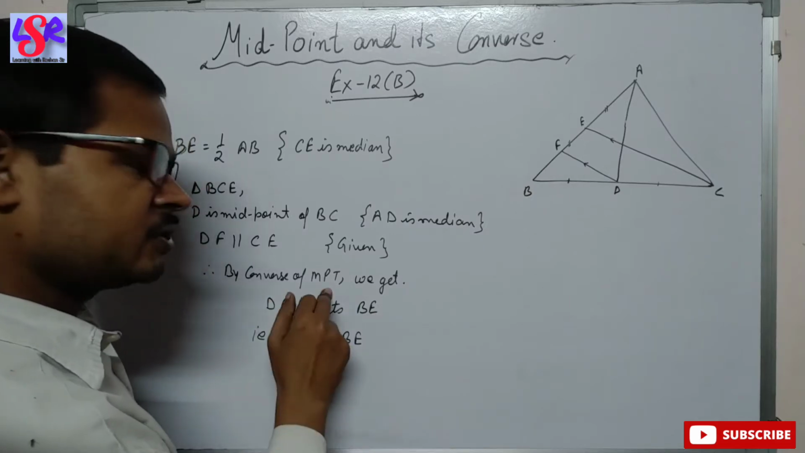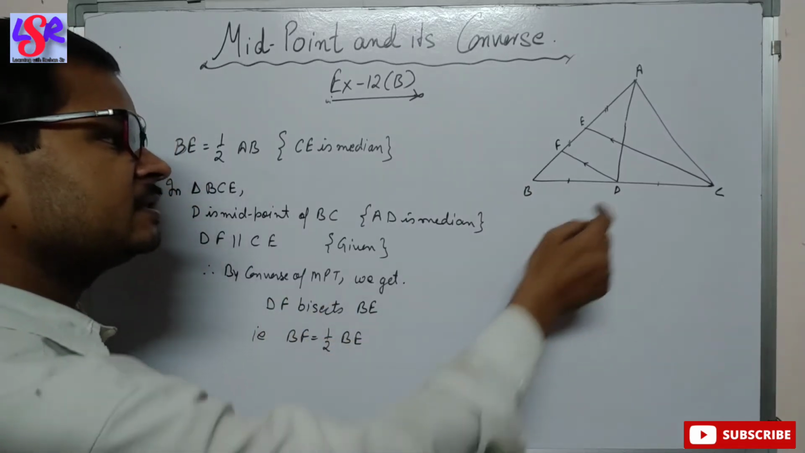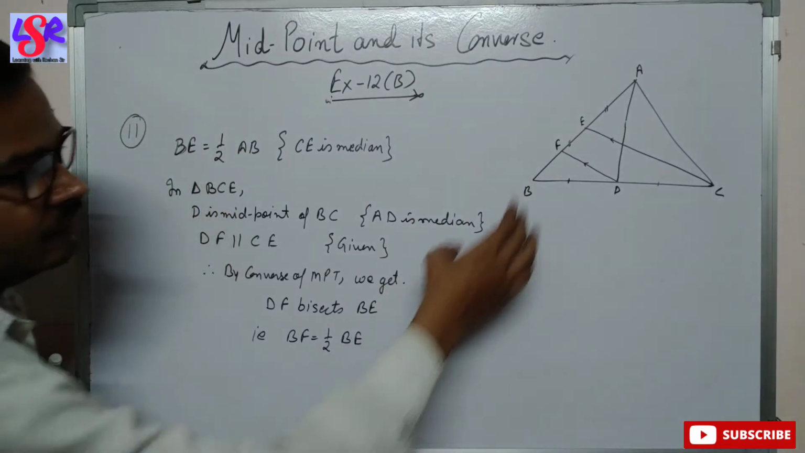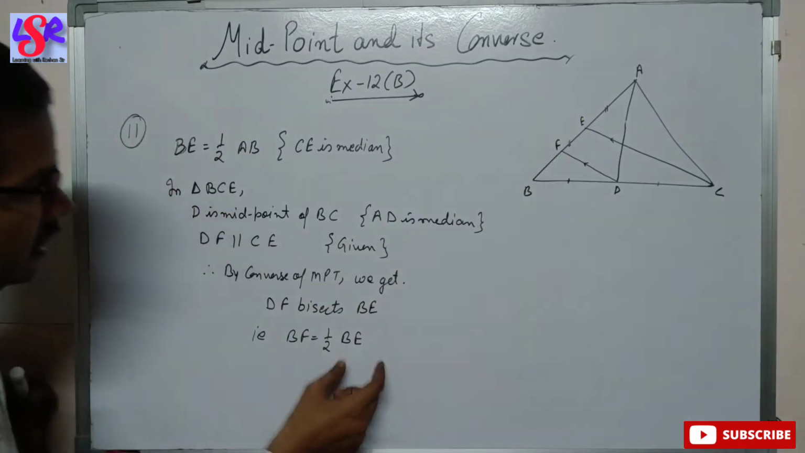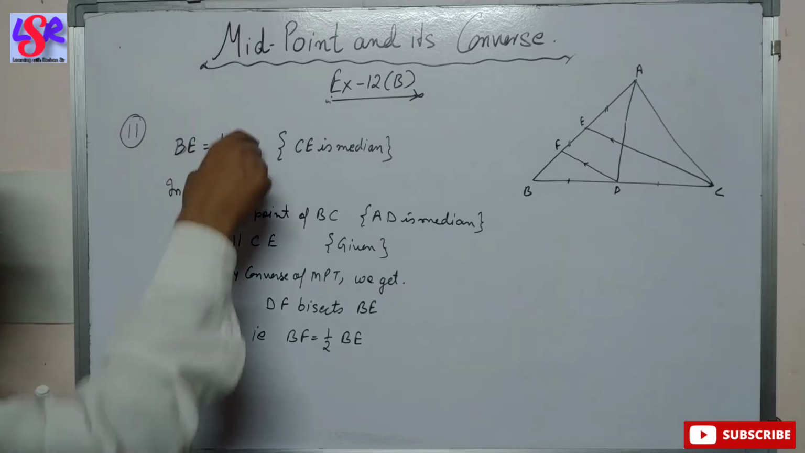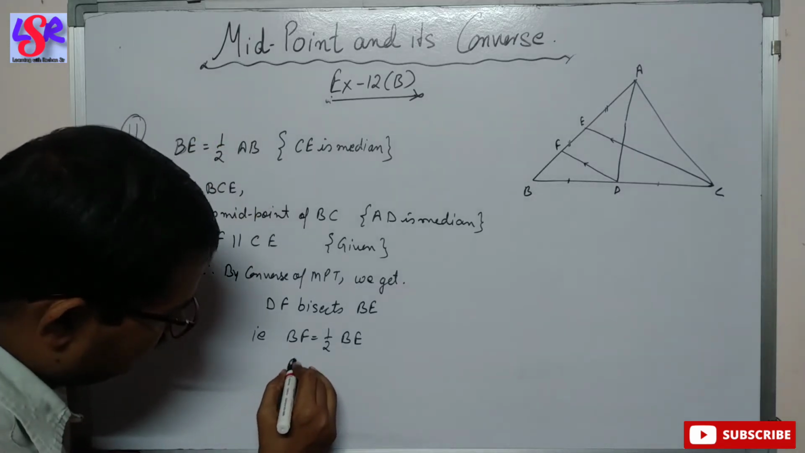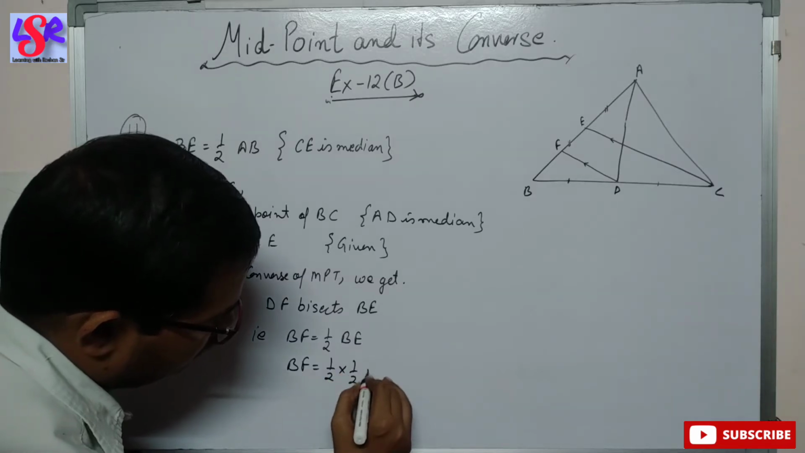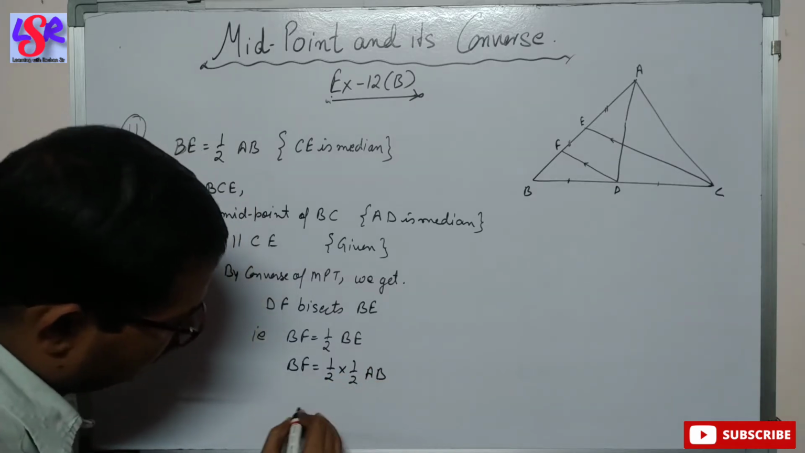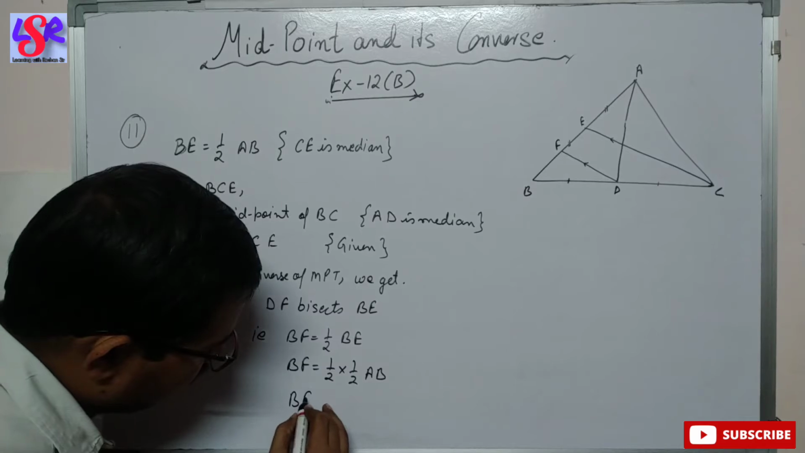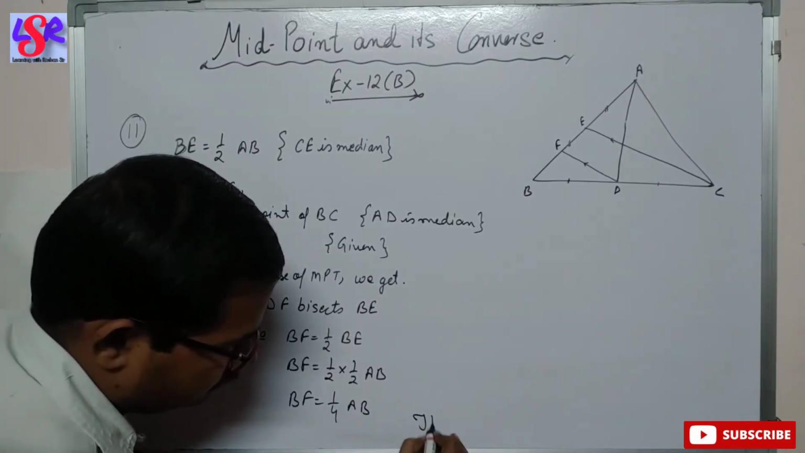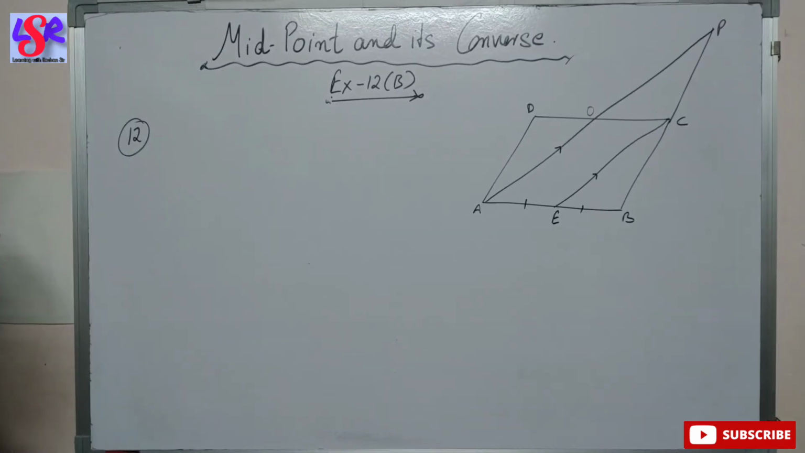Then by converse of midpoint theorem we have got DF bisects BE, and if DF bisects BE, this means BF is half of BE. And BE's value, if we pick it from here, that is half of AB. So this can be written as BF equals 1/2 into 1/2 AB. So on solving, we get BF equals 1/4 AB. Hence proved. Now let's move to question number 12.